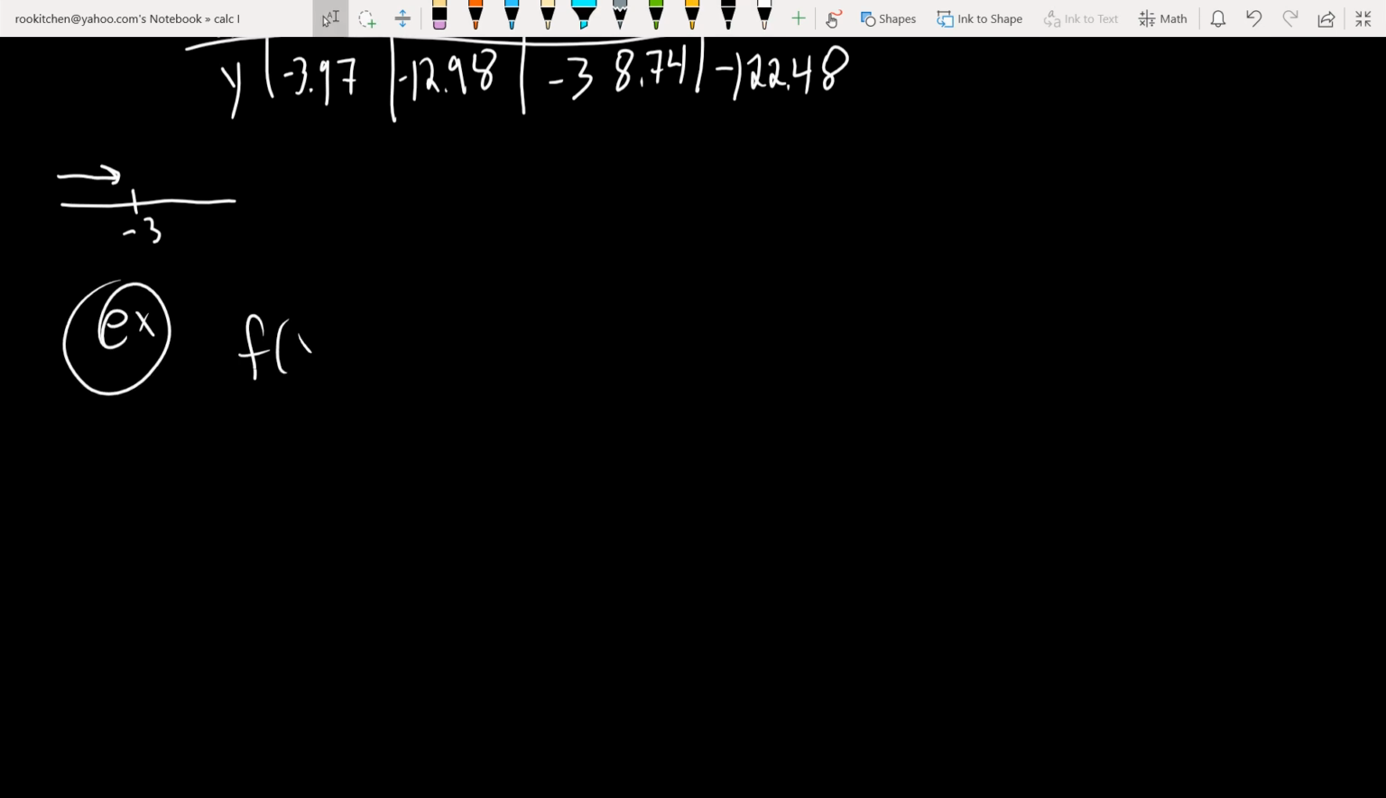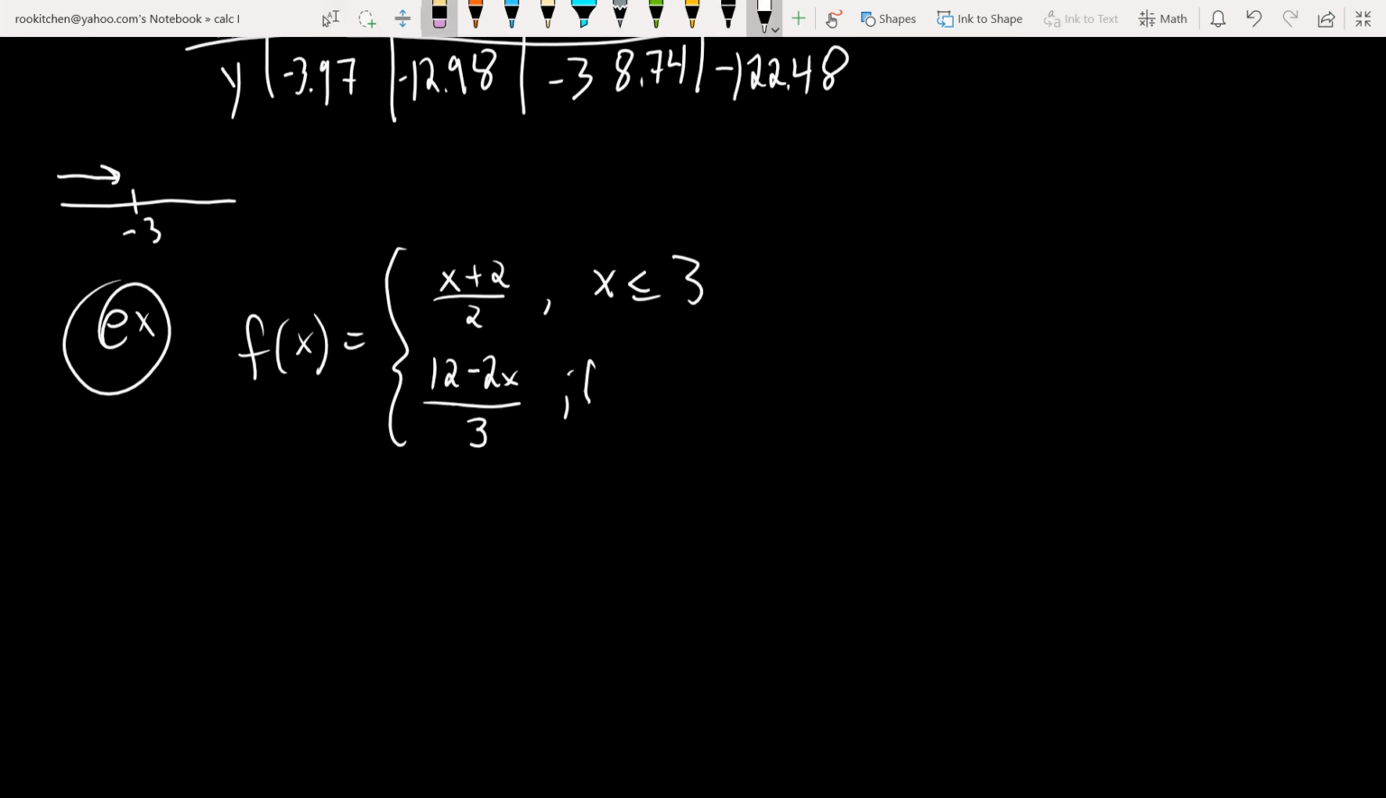So we have f of x equals this piecewise function: (x plus 2) over 2 if x is less than or equal to 3, and (12 minus 2x) over 3 if x is greater than 3. Okay, we want to see what happens exactly at 3.